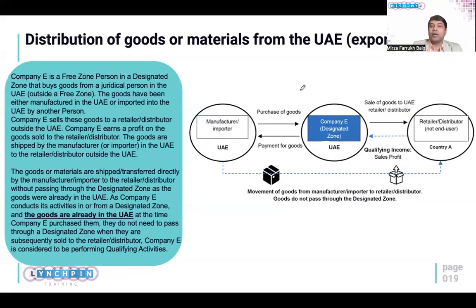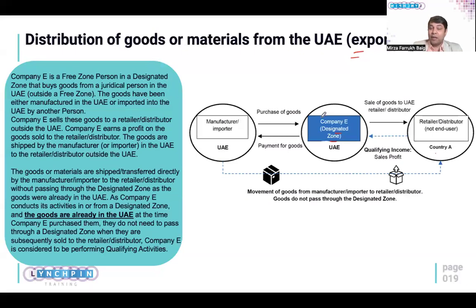Next, I am exporting the goods. Okay. In this case, I would be having my company here inside the zone, designated zone, and I am buying the goods from an importer who is outside the zone, and I'm selling to a customer who is also outside the zone, which means I'm just exporting the goods.